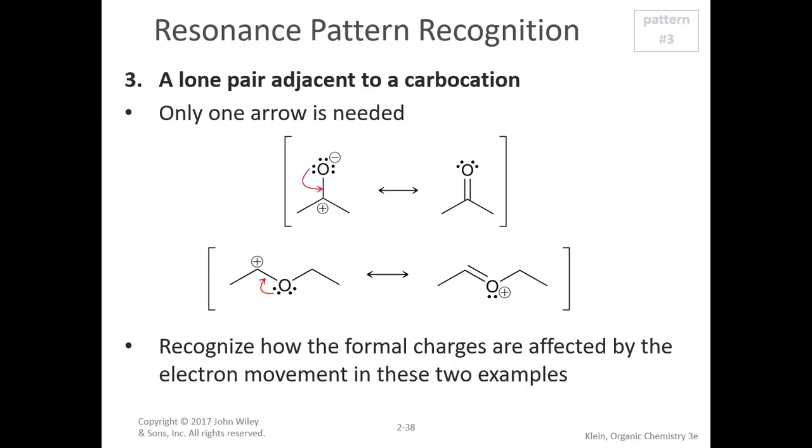If your charges don't match up for some reason, double check. Say, what happened? Did I do a formal charge wrong? Did I do something wrong like that? That is going to be your best indicator in terms of, okay, did I make a mistake?